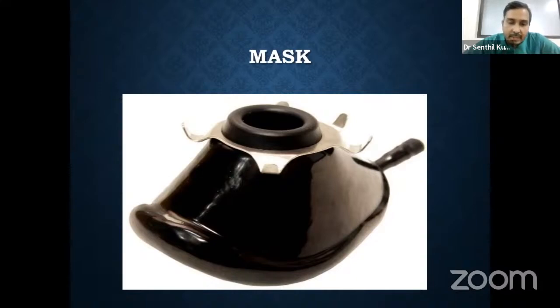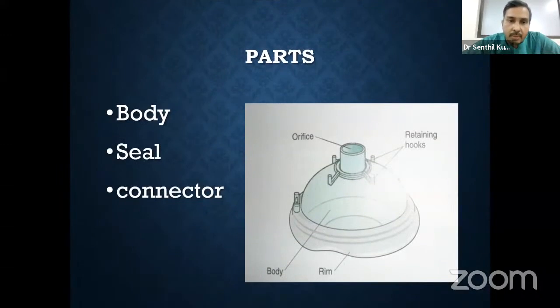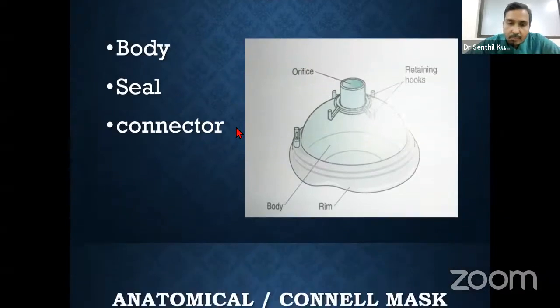So the mandatory thing is to know about mask and mask ventilation. Coming to the parts of mask, these are the three most important parts. You can see the body of the mask, which holds most of the air, and the amount of air which is going to be retained here is called dead space. This is the seal. Only if the seal is adequate will we be able to ventilate. And this is the connector and retaining hooks. These are all parts of the mask.